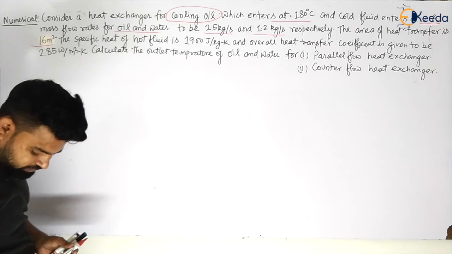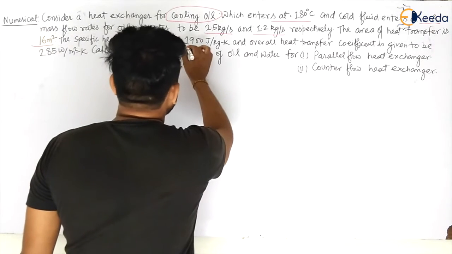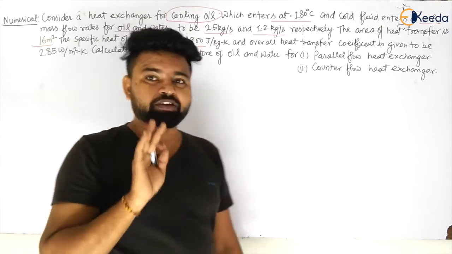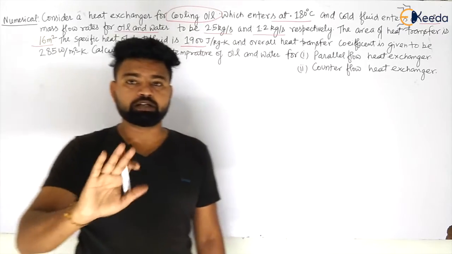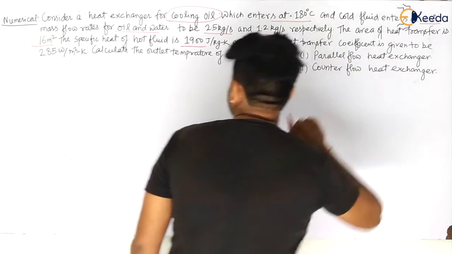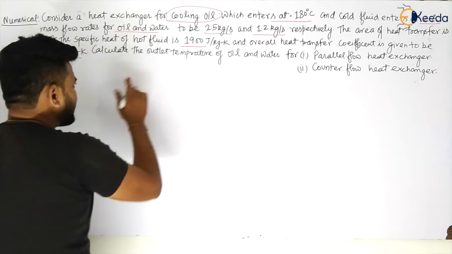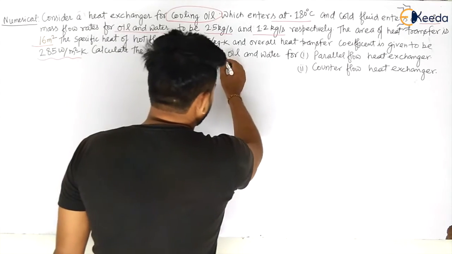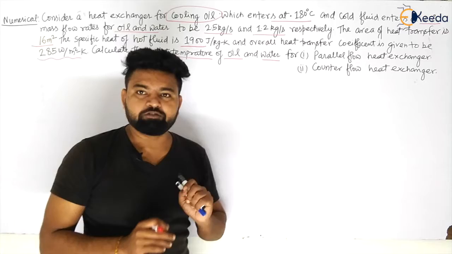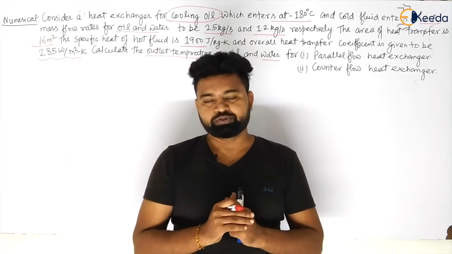The area of heat transfer is how much? 16 meter square. The specific heat of hot fluid is 1900 joule per kg Kelvin. Already he has given the specific heat in joule per kg Kelvin, my dear students. And the overall heat transfer coefficient is given to be 285 watt per meter square Kelvin. Calculate the outlet temperatures of oil and water for number 1, parallel flow heat exchanger, and number 2, counter flow heat exchanger, my dear students.